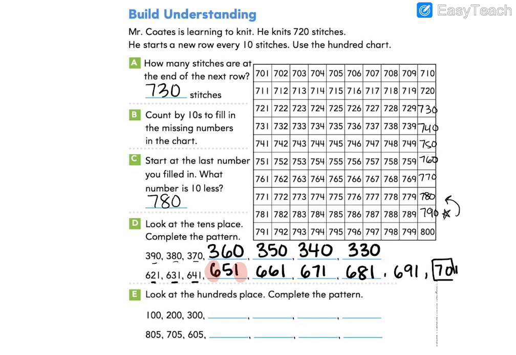Great, now let's complete the pattern looking at the hundreds place. 100, 200, 300. Go ahead and complete it. And let's look at our next one. 805, 705, 605. So our hundreds place is getting smaller. 505, 405, 305, and 205.